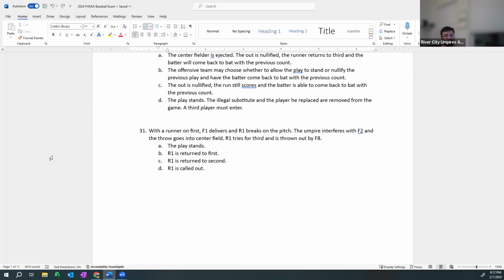Gant? F2 being the first baseman? F2 is no, catcher. Catcher? Yeah. Okay, I'm sorry. F2 is your second best friend in the field, right? So you're talking about the plate guy interferes with the catcher. The plate umpire interferes with the catcher, correct.